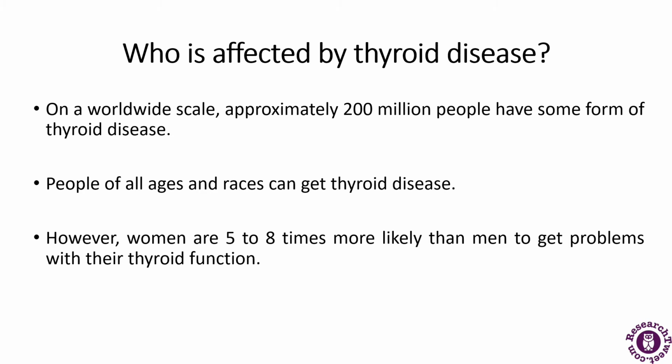On a worldwide scale, according to the reports, there are about 200 million people that have some form of thyroid disease. People of all ages and races can get thyroid disease. But women are about 5 to 8 times more likely to have thyroid disease as compared to men. So there is more dysfunction of the thyroid gland in women as compared to men.